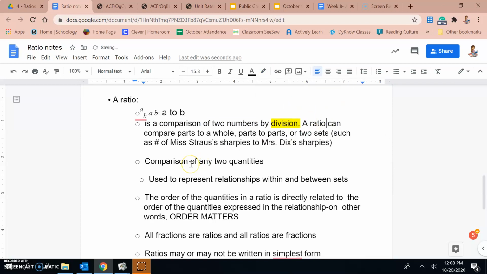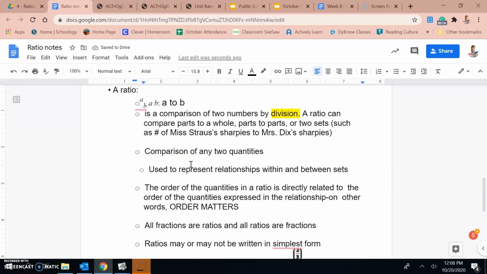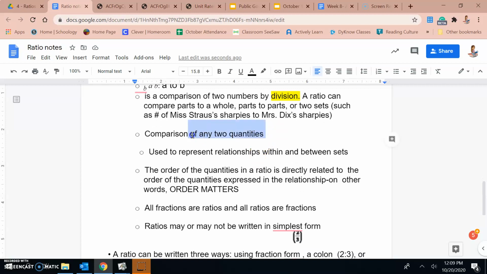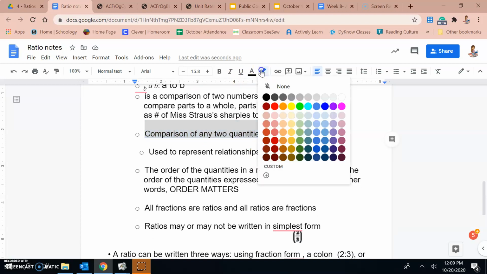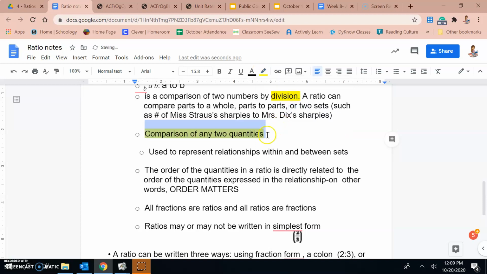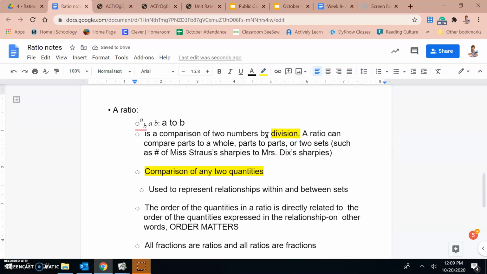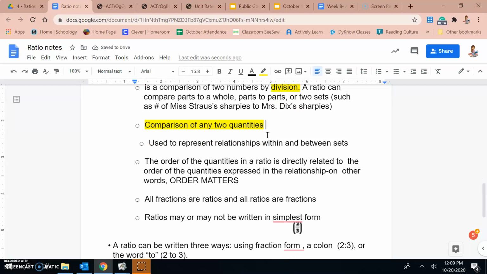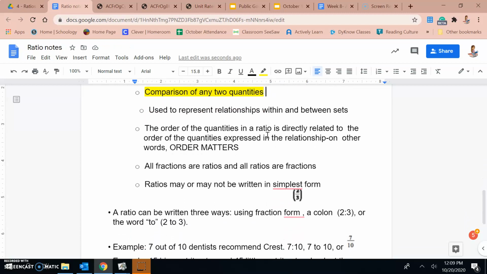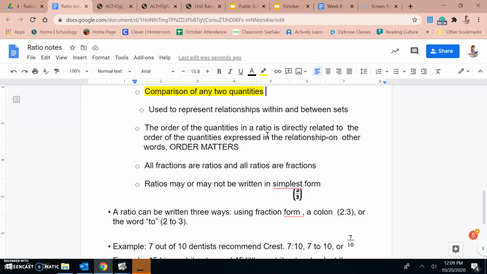A ratio can compare parts to a whole, parts to parts, or two sets, such as number of Miss Strauss's Sharpies to Mrs. Dix's Sharpies. It's a comparison of any two quantities. No matter how large or small, it's meant to compare two quantities. Ratios are used to represent relationships within and between sets.